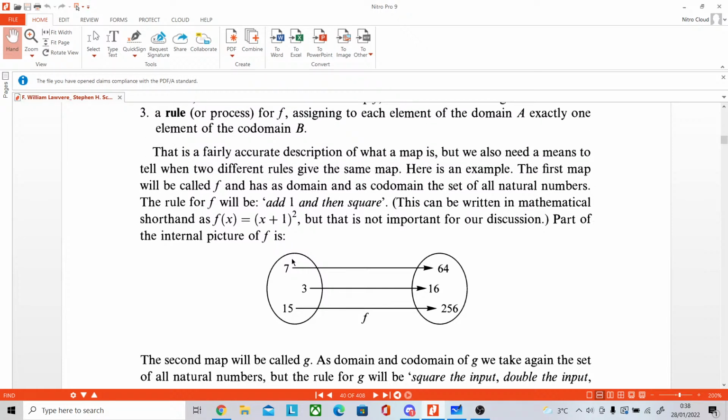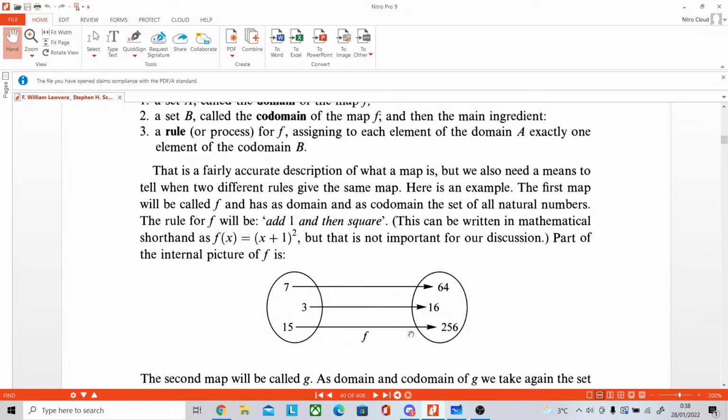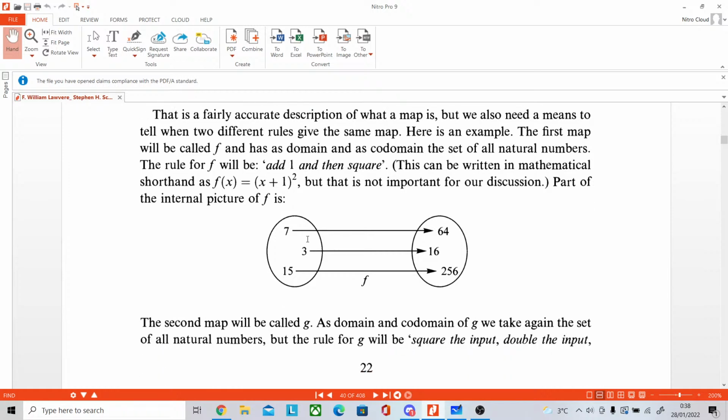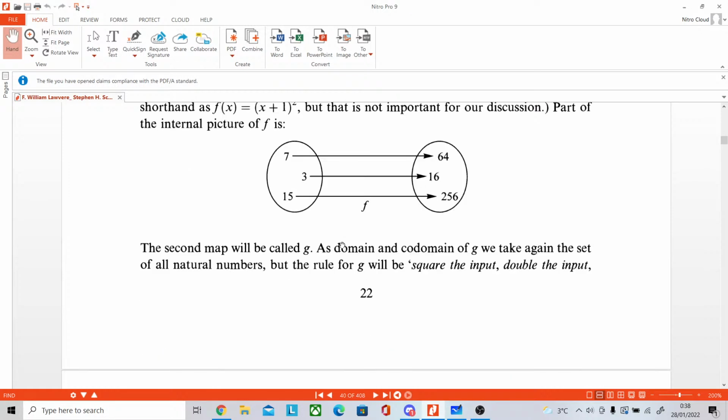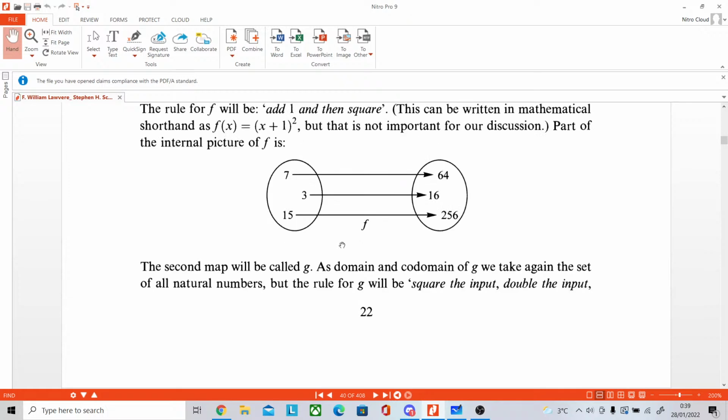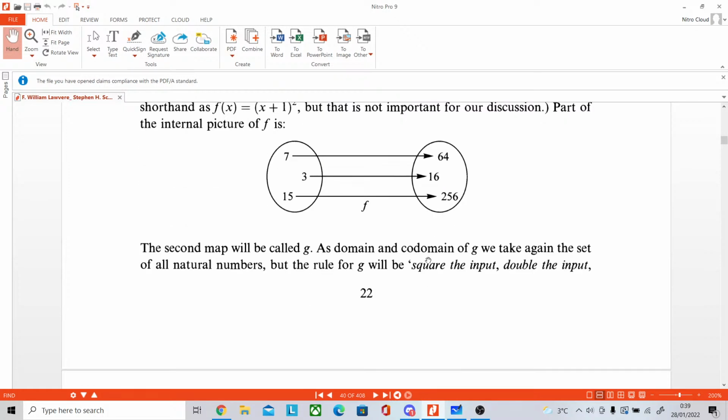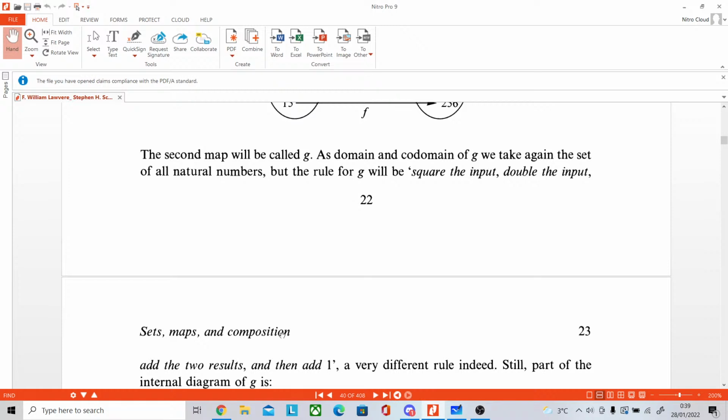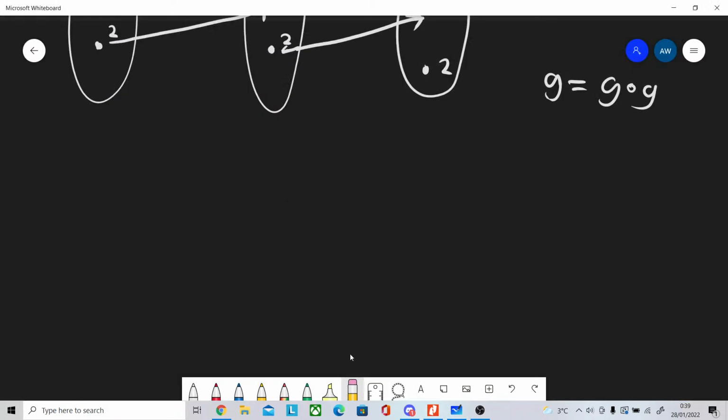Right, so a function is basically just a domain and then a codomain and instructions for how to convert the elements of the domain into the elements of the codomain. So here the domain and codomain is numbers, so we need to give an instruction of how to convert one number into another number, and this is one of the instructions: add 1 and then square. But then over here, this is one instruction, this is another instruction: square the input, double the input, add the two results.